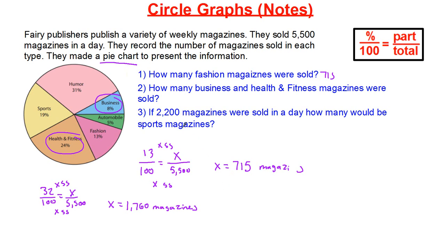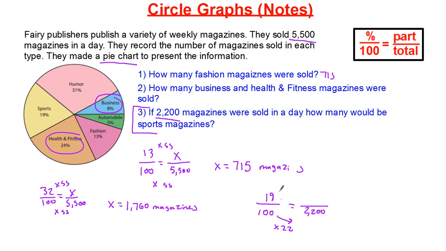All right, and then lastly, this is when it gets a little bit more interesting. All right, so we're just going to change our denominator here for this one and see how our numbers change. So if 2,200 magazines were sold in a day, how many would be sports magazines? Okay, so we do not know how many will be sports magazines, but we do know that sports magazines is 19% out of 100. Now, it's saying we sold 2,200 as opposed to 5,500. So in my total now, it's 2,200. You have to watch out for that, okay?